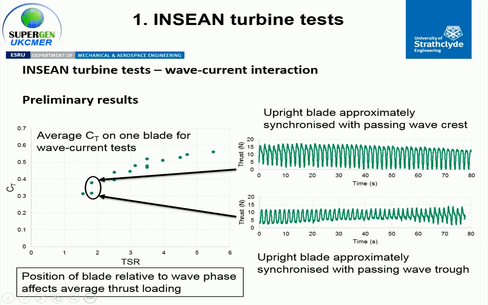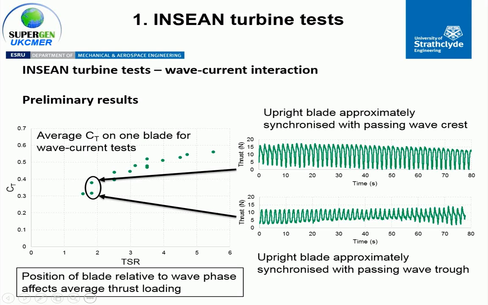Another aspect of the test that we've been looking at, and Tim again mentioned this earlier, is looking at how the phase of the wave relative to the position of the blade as it rotates around in the water column influences loading. So we ran two tests that were both at the same carriage speed, both with the same wave parameters and the same RPM, but the RPM was set so that a blade did one revolution in exactly the same time as one wave period.